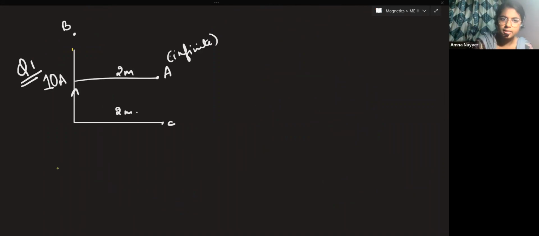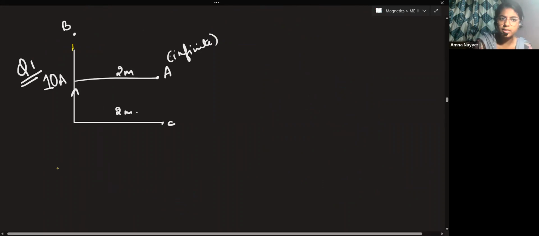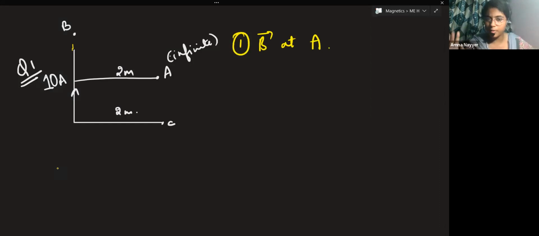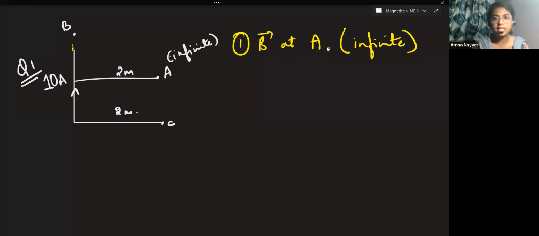It's a straight wire that is given here. Current flowing is 10 amperes. First part says calculate the magnetic field at A point. So ignore other things that are present. A point is your point of calculation. 10 amperes is the current flowing through the wire. Separation between the point of calculation, meaning the radius vector, is 2 meters. And the wire is an infinite wire. This is the first case. So using the normal formula you will find the direction as well.